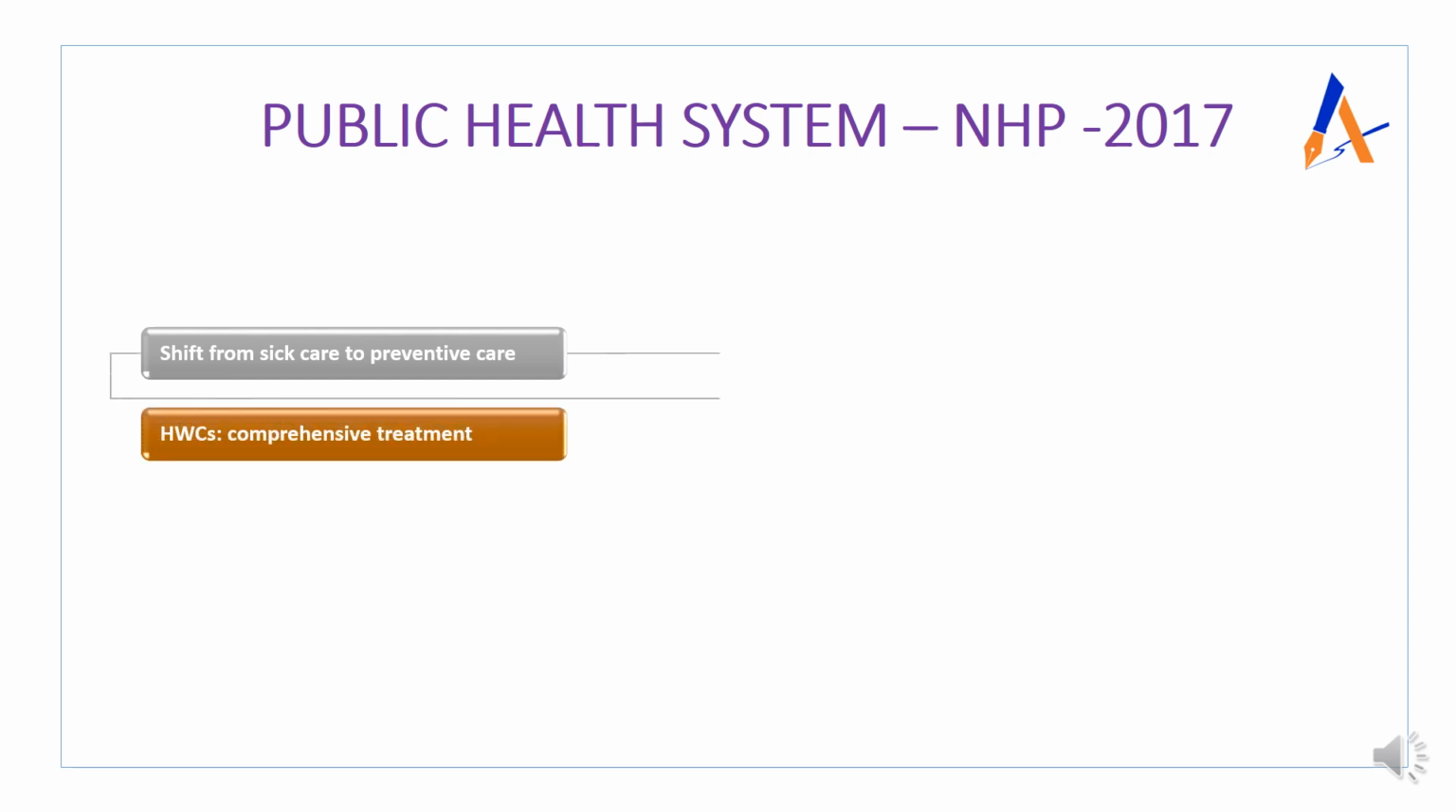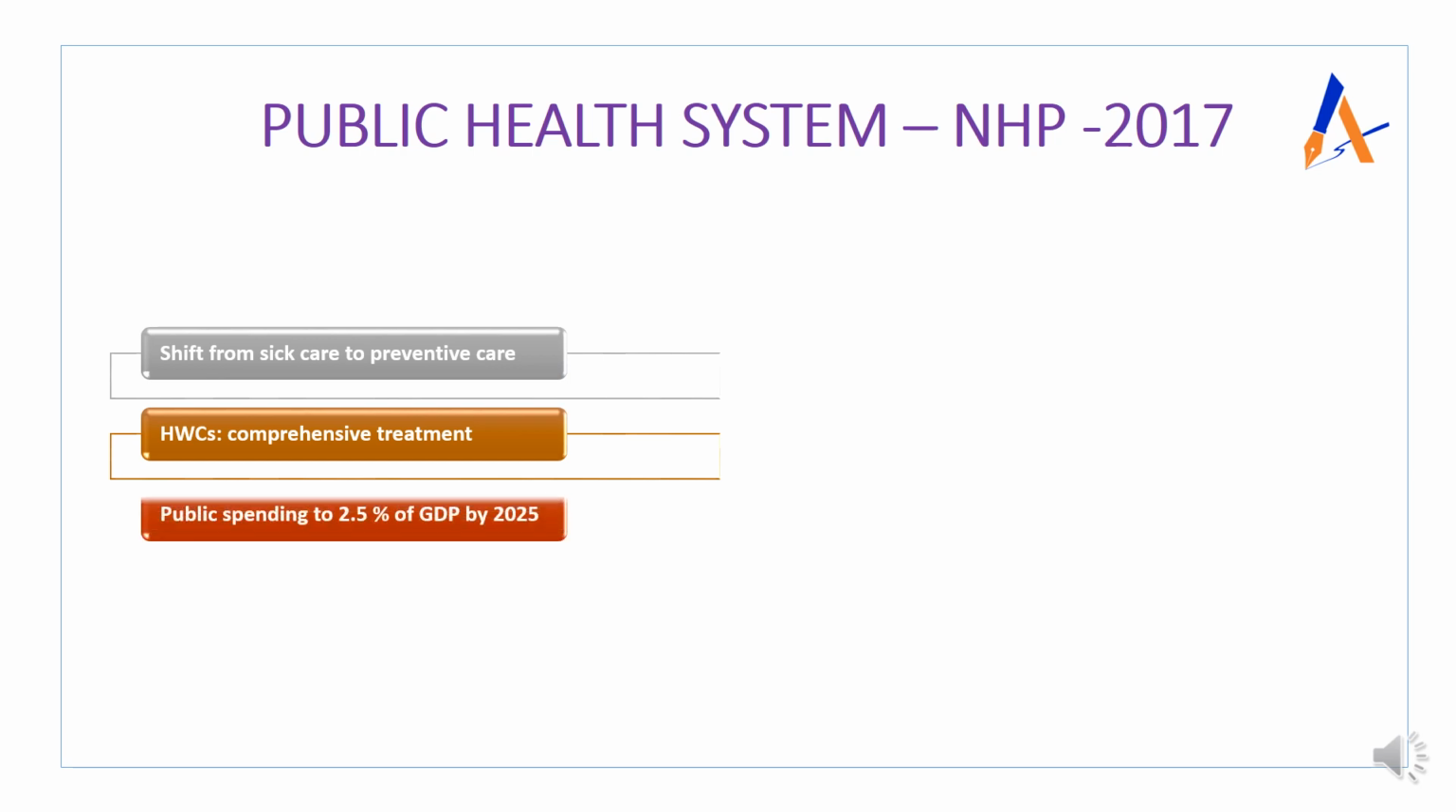The second aspect is related to health and wellness centers. PHCs now are known as health and wellness centers. They should be able to provide comprehensive treatment, be it preventive, palliative, geriatric care, or rehabilitative care. They should be equipped, empowered, with trained officials and equipment. That is the focus of National Health Policy 2017, revamping the health and wellness centers. Public spending should increase to 2.5% of GDP by 2025. That is the target. We know that at present it is 1.3% of GDP. Ideally, we have also discussed 4% according to Niti Aayog.